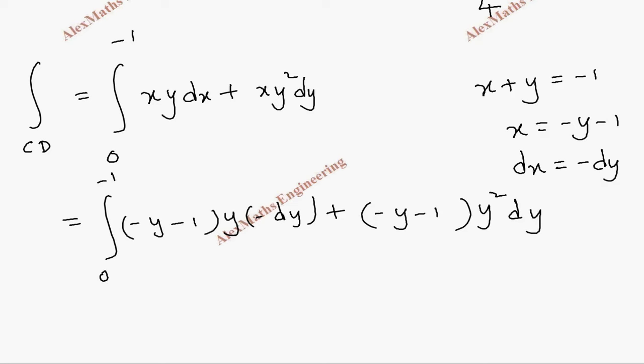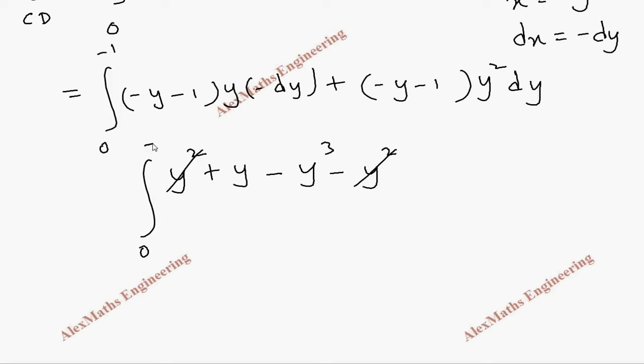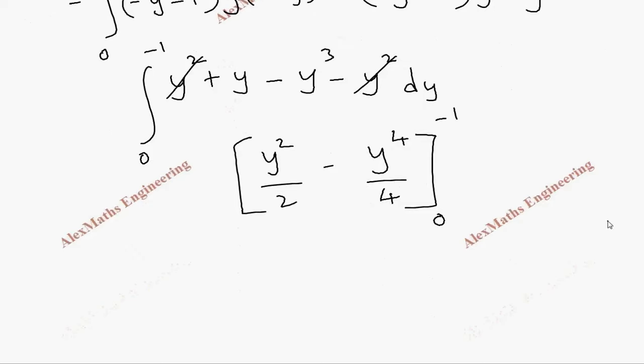So x alone we have replaced in the second term, and this becomes, after multiplying this inside, y square plus y, and this is minus y cube minus y square. You can cancel these two, and on integration we get y square by 2 minus y power 4 by 4, and the limit is from 0 to minus 1. When we use upper limit, it is 1 by 2 minus 1 by 4. Lower limit, everything is 0. So totally this is 1 by 4.